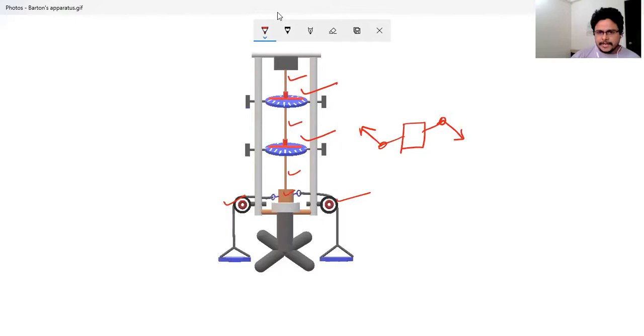You have different lengths here from the top. If you take this length from the top, you can consider it to be L1, and from the top to this length you can consider to be L2. So for different positions or different lengths, you have to find out the angle of twist. To find this angle of twist, you can observe the pointer that is shown on the scale here.